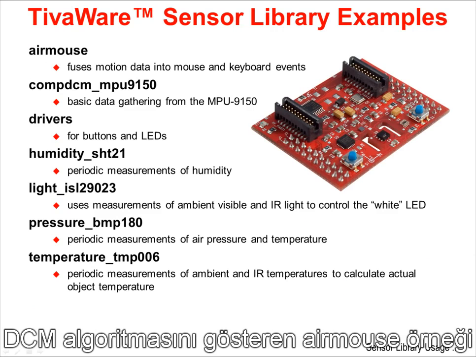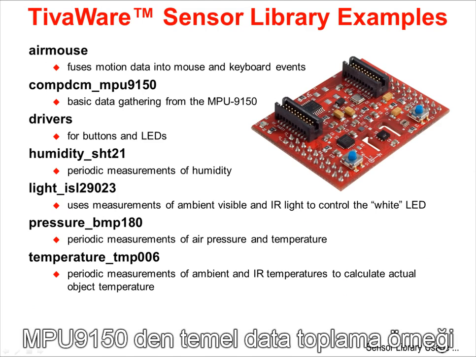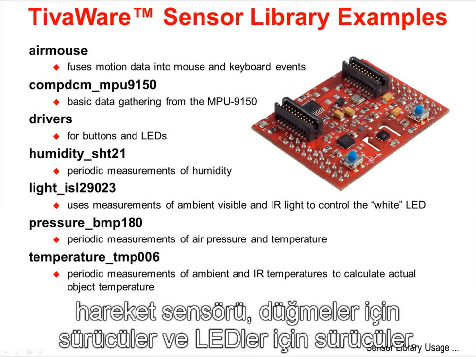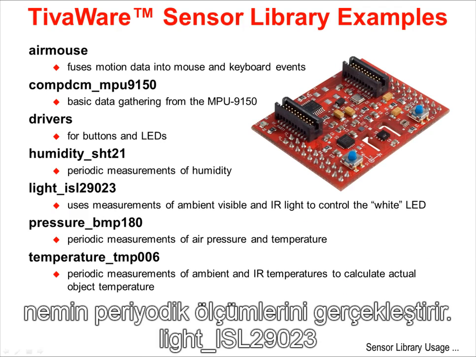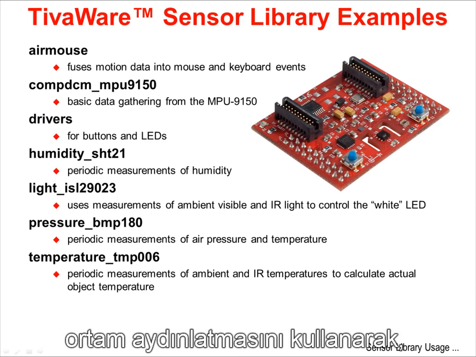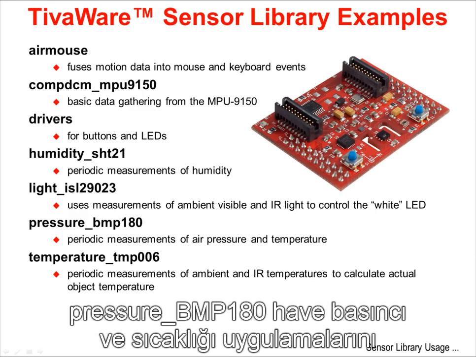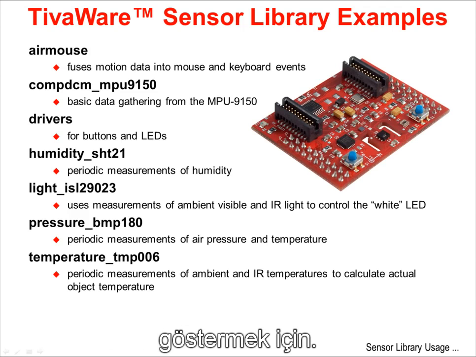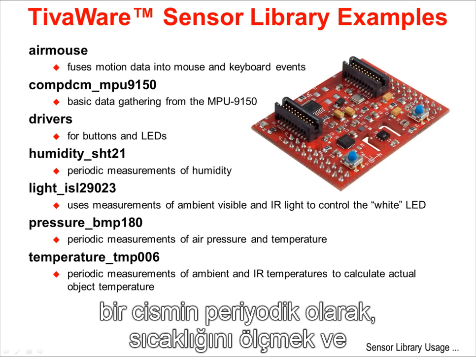Included SensorHub examples are the airmouse, which shows off the DCM algorithm; comp DCM under MPU9150, which demonstrates basic data gathering from the MPU9150 motion sensor, with drivers for the buttons and LEDs; humidity under SHT21 to perform periodic measurements of humidity; light under ISL29023 that uses measurements of ambient light to control the LaunchPad LED; pressure under BMP180 to demonstrate air pressure and temperature measurements; and temperature under TMP006 to periodically measure and calculate the temperature of an object.